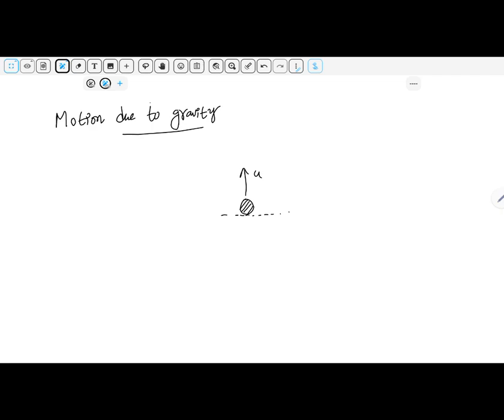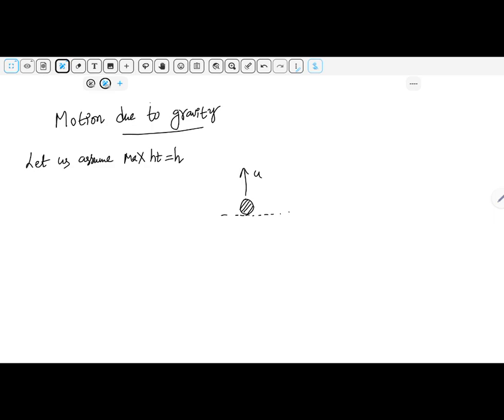Okay. Let us see what is the time taken by the object to reach its maximum height. Okay, so let us assume the maximum height as h. Now I want to know what is the time taken by this object to reach the maximum height. Now first of all, in order to apply the kinematic equations to any situation, we need to know what are the unknown quantities and what are the known quantities.